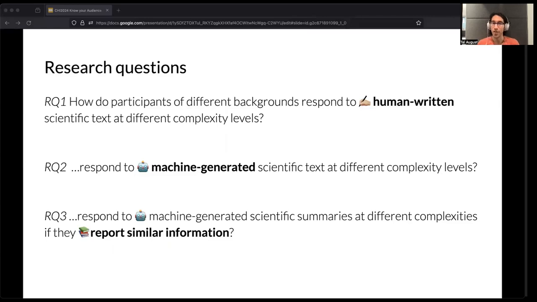So we answer 3 research questions by repeating the study design 3 times, each time with a different set of scientific summaries. Our first research question was, how do participants of different backgrounds respond to human-written scientific text at different complexity levels? Our second question was, how do participants of different backgrounds respond to machine-generated scientific text at different complexity levels? And our third was, how do participants respond to generated scientific summaries at different complexities if they report on similar information?